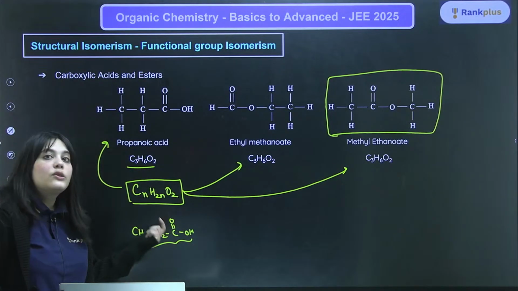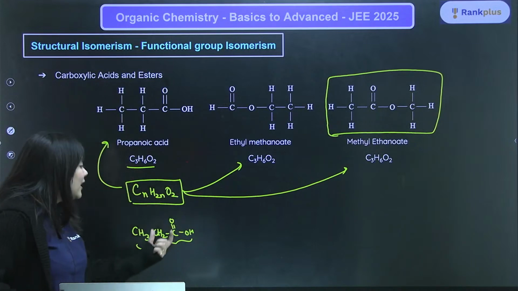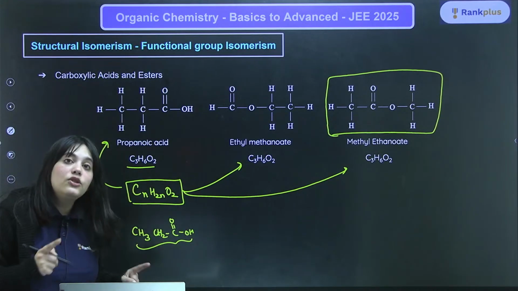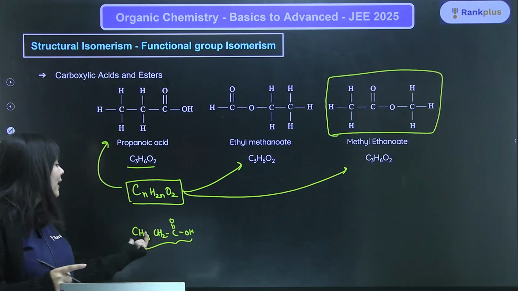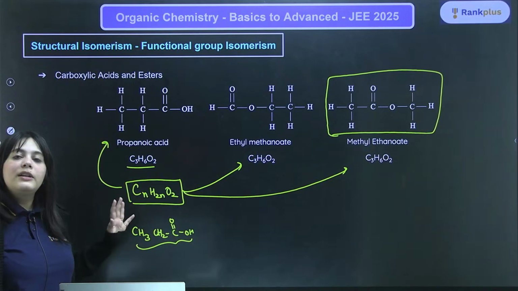Because acid is one kind of functional group which has to be at the terminal end. It can either be here or be here. It has to be at the terminal position. It cannot be anywhere in between. It is just not possible. So this is the only possibility for the acid.